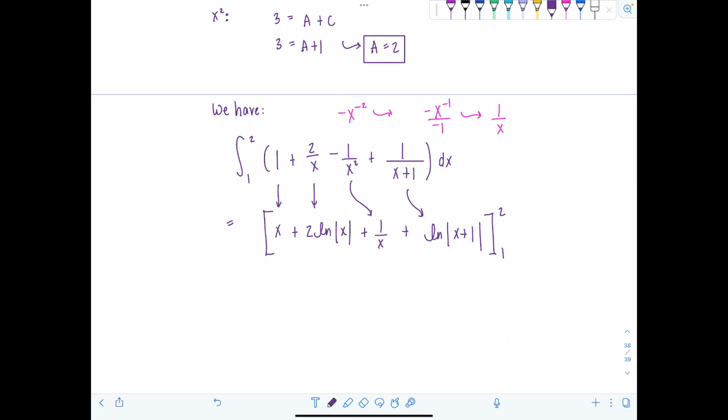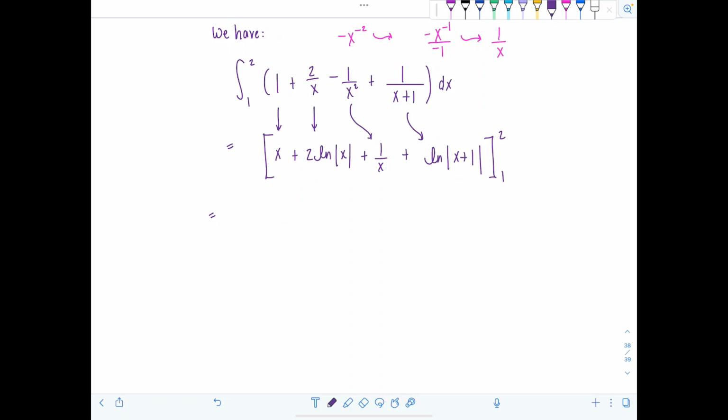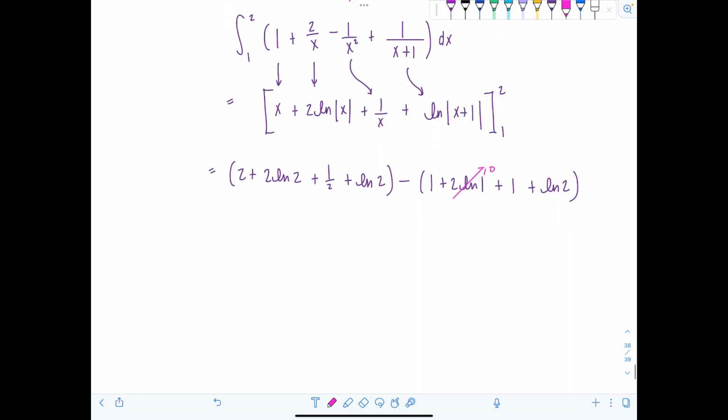All right. How exciting. We didn't need any u sub or anything else, right? Just our good old noggins. Okay, upper limit first. So we're going to have 2 plus 2 ln 2, 2 is positive, I don't have to put absolute value, plus a half, plus ln 3, that's the upper limit, minus 1 plus 2 ln 1 plus 1 over 1 plus ln 2. Well, ln of 1 is 0, so that's gone. Bye-bye.